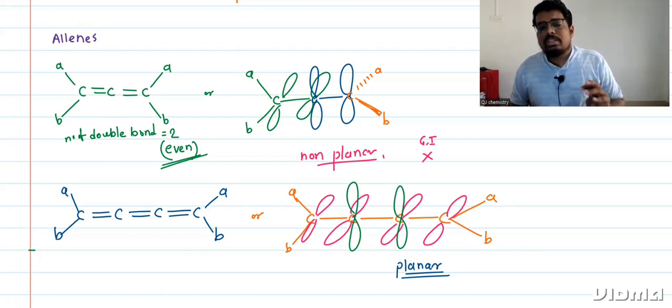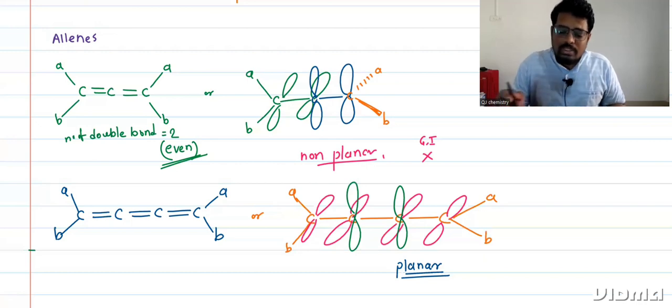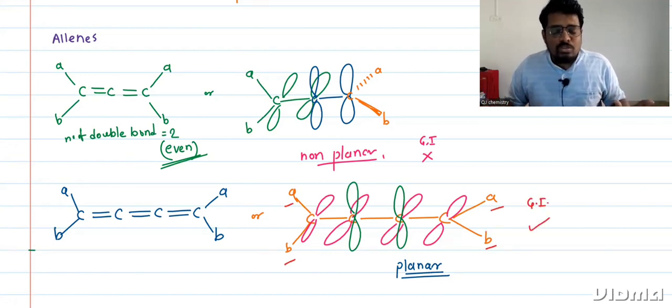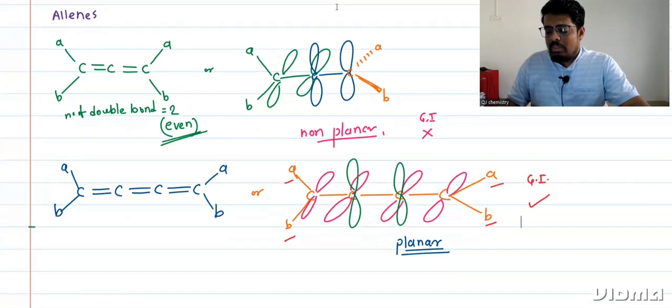The second condition we have to check is whether the groups bonded to the terminal carbons are the same or different. So in this case, the groups are different, right? AB, and another terminal also AB, the groups are different. And the third condition, the atoms lie in the same plane, it's a planar system. So this compound is satisfying all these 3 conditions of geometrical isomers. So yes, this compound shows geometrical isomers, right?